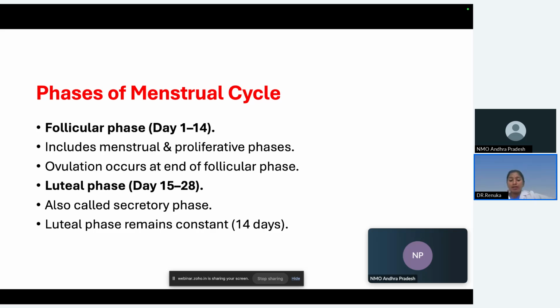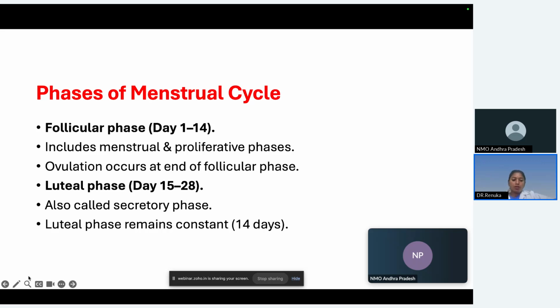Menstrual phase, what is day 1? It is the first day of bleeding, we have already read. So that is the menstrual phase. And then in the proliferative phase, the endometrium starts to proliferate and it is preparing for the next cycle. This occurs in the follicular phase. And then ovulation occurs at the end of the follicular phase, around day 14.